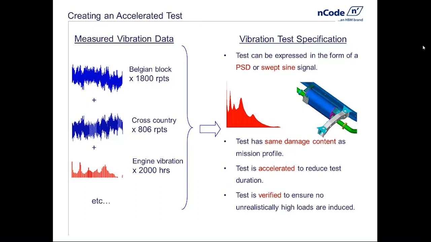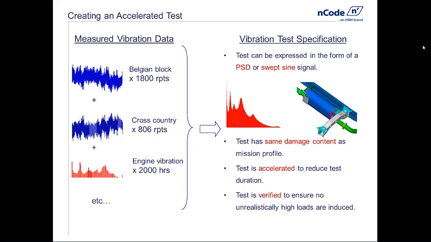If we can understand that, calculate fatigue damage, then we can move to the right side, which is to say, let's make a shaker profile that's somehow representative of that field service usage. For example, the test could be specified as a PSD random, or a swept sine, or a sine-on random, or a sine tone test. The idea, though, is that we want to have the same damage content as the measured vibration data, or what some people refer to as the mission profile, or the road load data.